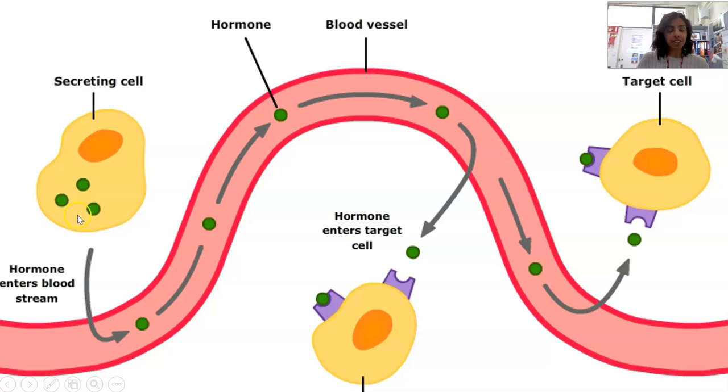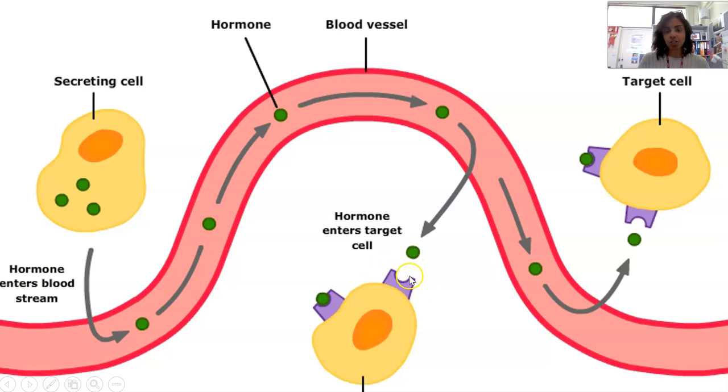So they are secreted from the endocrine tissue and they transport themselves in the bloodstream. So when they enter the bloodstream and transport their way along, they don't just go to any cell. They will only move out of the blood and move towards a cell that has a receptor on it.